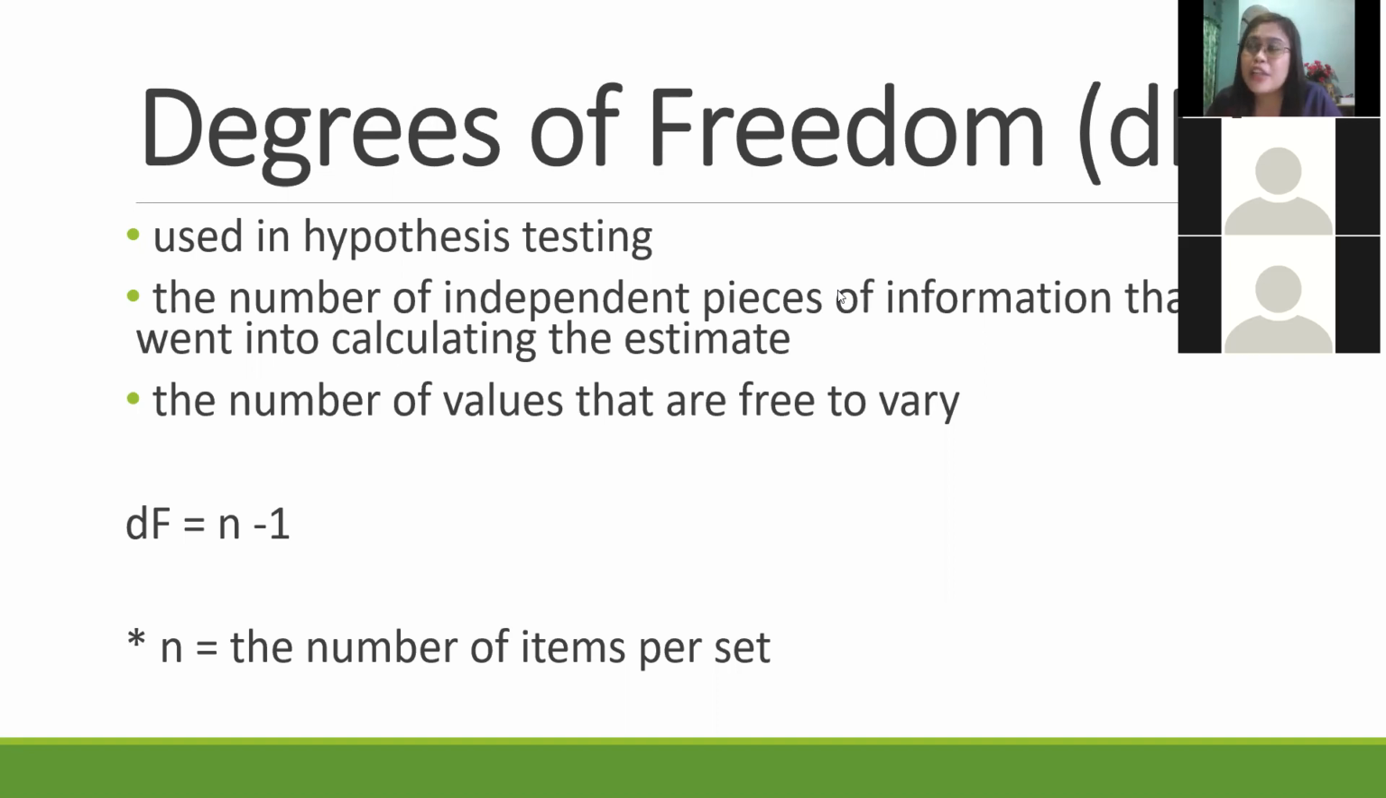So n refers to the number of items per set or the number of samples. So for example, na kay 30 kabuok nga sample, so 30 minus 1 lang, so 29 ang imuhang degrees of freedom. Meaning sa imuhang 30 ka sample, 29 ato ang pwede mag-vary from each other. Nakuha? Mao na siya ang degrees of freedom.